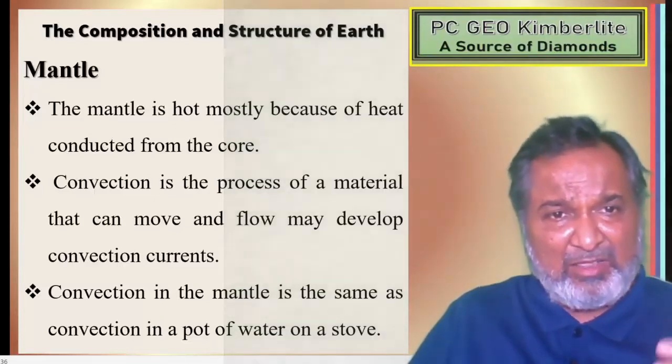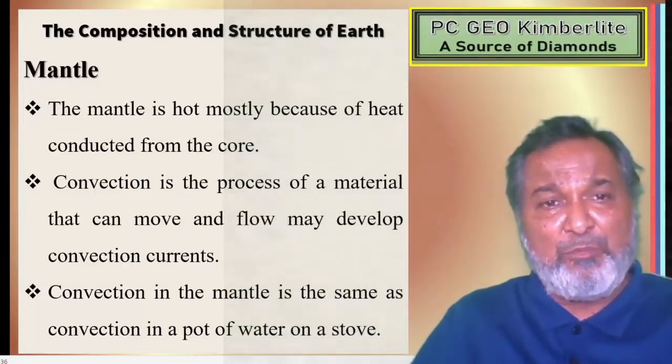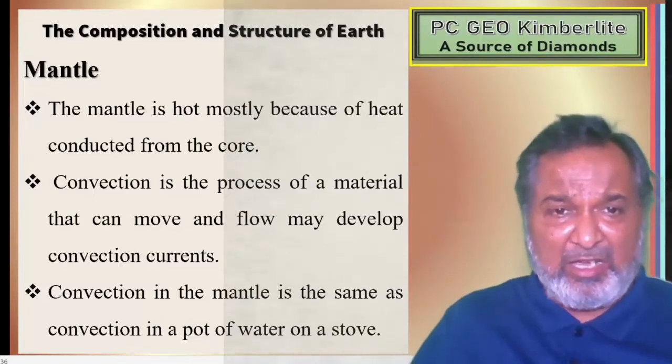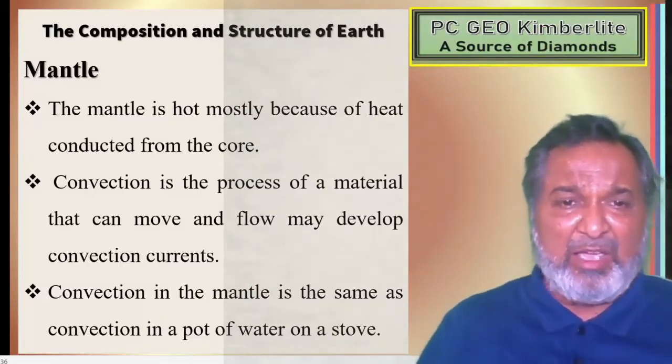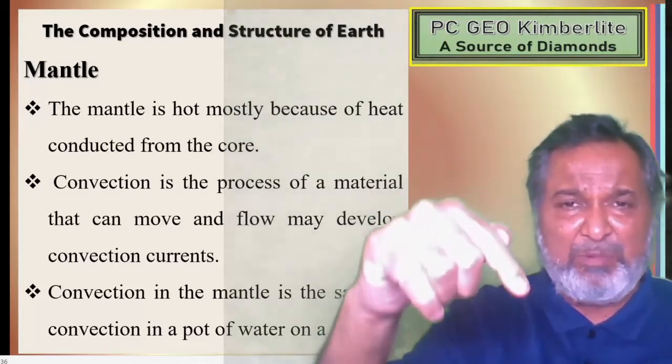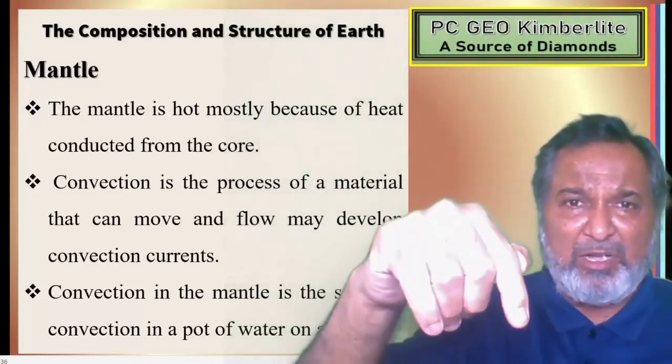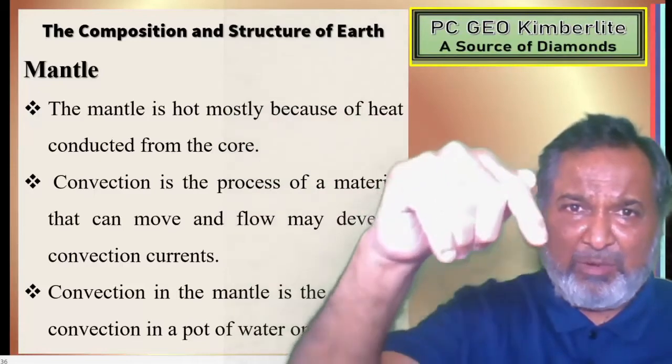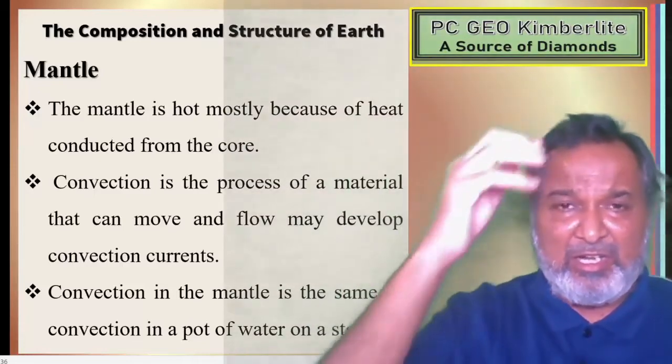Convection is the process in which a material that can move and flow may develop convection currents. Convection in the mantle is the same as convection in a pot of water on a stove. If you dip your hand into the water, you will find the top a little bit colder, but if you go deeper, it is still very hot.